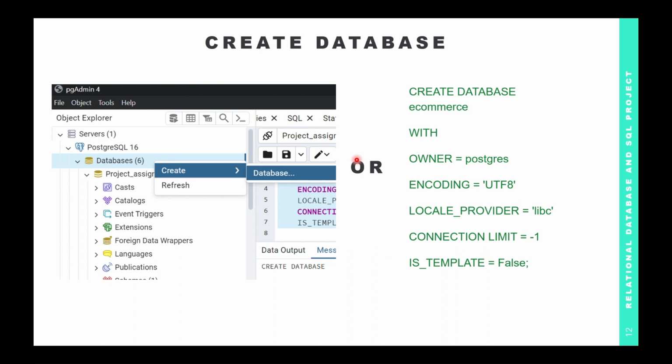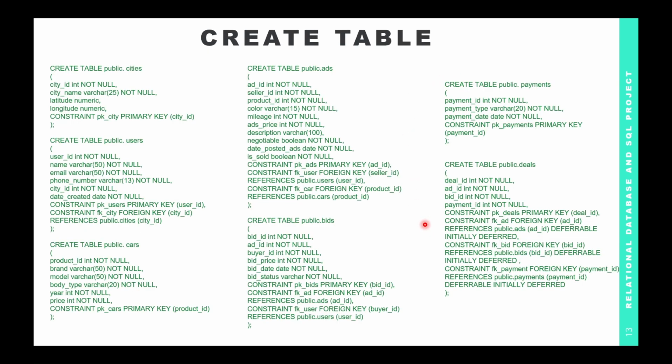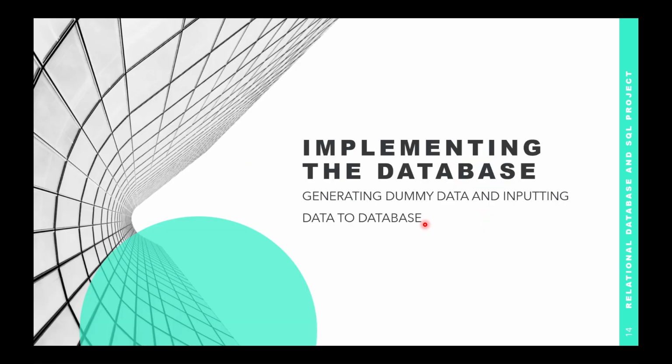The next step is that we are about to create the database. We can create the database in pgAdmin. We just right click with the mouse and click create database, or we can just write down the syntax and run it in the console. These are the syntax for creating the tables, for which we've already identified the constraints and the attributes. Next, we have implementing the database. It consists of generating dummy data and inputting data to the database.